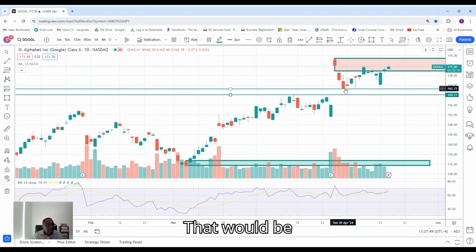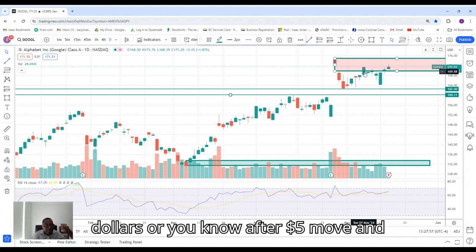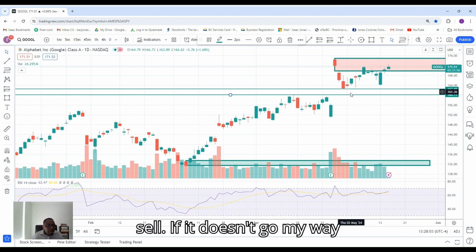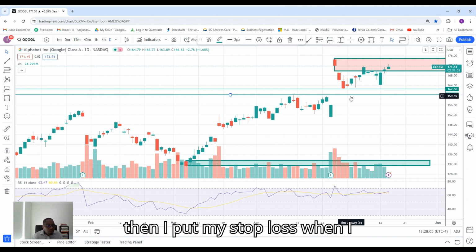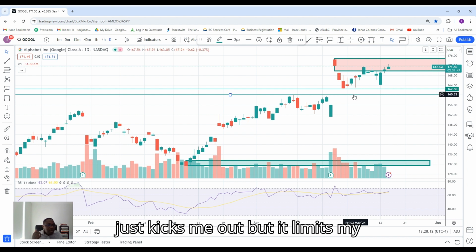In this case, that would be $16,200, and then sell at whatever point, maybe after a $3 or $5 move, and then automatically it would just sell. If it doesn't go my way, then the stop loss I put when I placed the order just kicks me out, but it limits my downside.